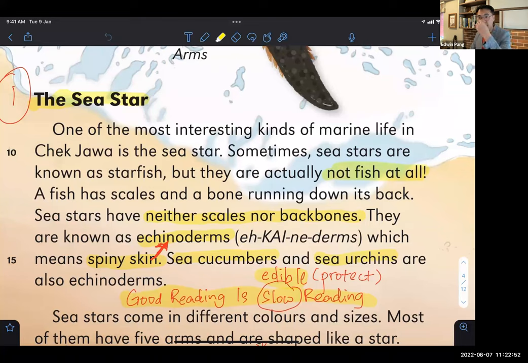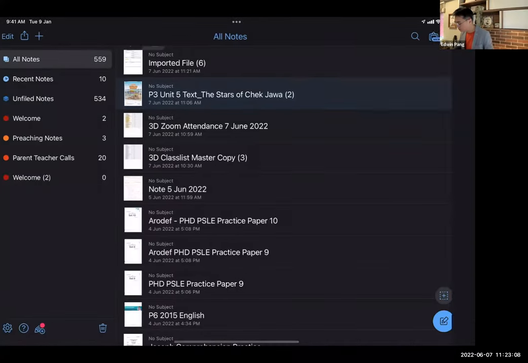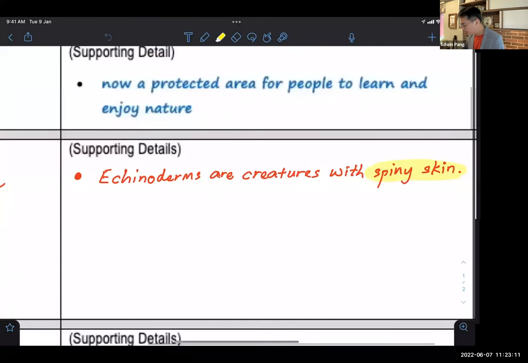Please raise your hands. Oh, Javier, go. Echinoderms have neither scales nor backbones. Yeah, very good. They have neither scales nor backbones. Excellent, okay? So here we go. Let's go back here. And then let's put down here. We already wrote the word echinoderms here, so I don't need to write echinoderms again. I use another word to substitute. What word do I use to replace echinoderms with? It's a pronoun, right? Jaline, go.